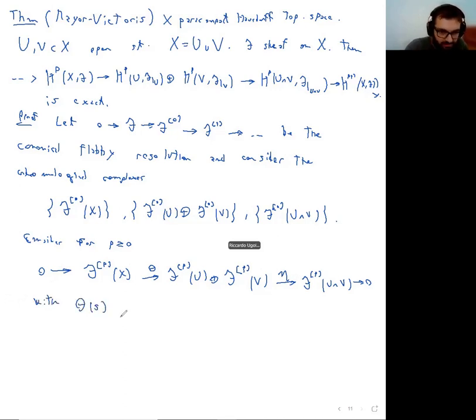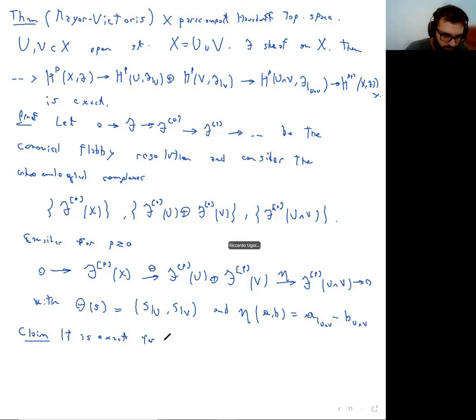With theta of s, it is easy: we just restrict to the two sides. While for eta, with two entries, we send it to the difference. Claim: it is exact. Before we prove the claim, let me just repeat: if true, then we are done by the abstract de Rham theorem.